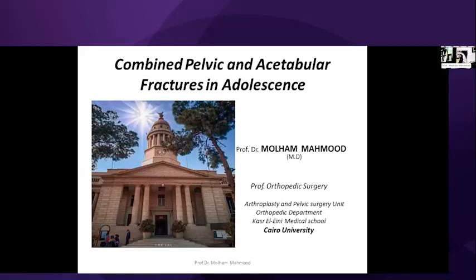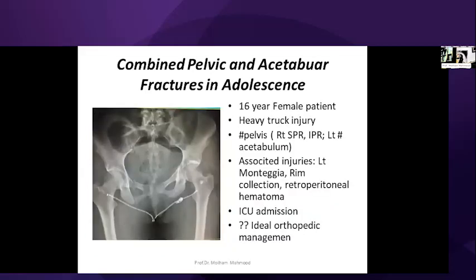Combined fracture of the pelvis and acetabulum in adolescence. This is a 16-year-old female patient hit by a heavy truck. From the emergency plain X-ray film, we can find she had a fracture of the pelvis: right superior pubic ramus, inferior pubic ramus, and left acetabular fracture. She had associated injuries: left Monteggia fracture dislocation, renal collection, and retroperitoneal hematoma. She was admitted to ICU. And now the question: what is the ideal orthopedic management for her pelvic fracture?